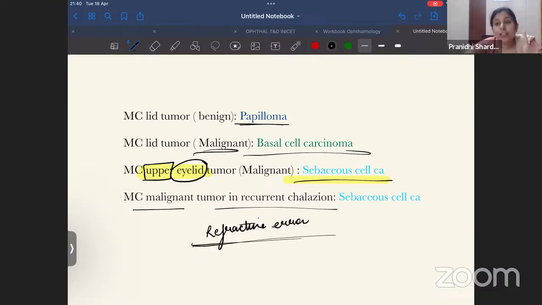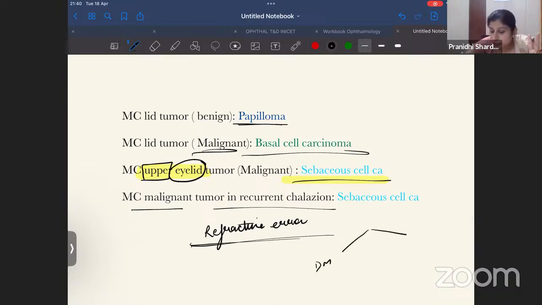Most common cause of recurrent chalazion in an adult, we have to differentiate between 2 things. Either the patient has diabetes mellitus, or the patient has malignancy.